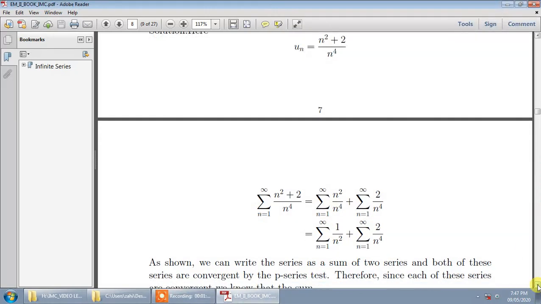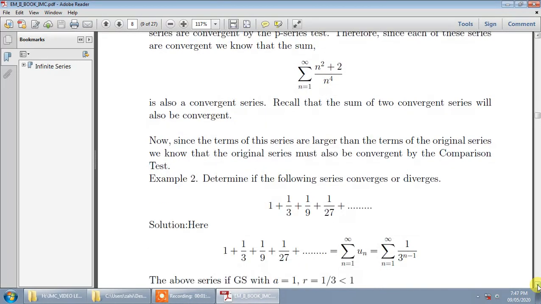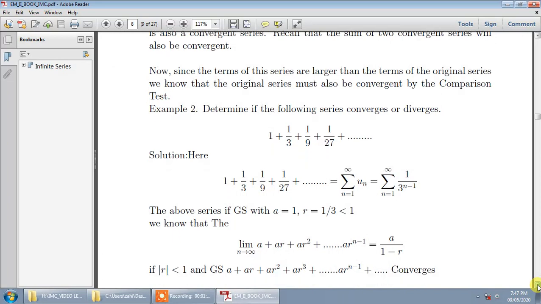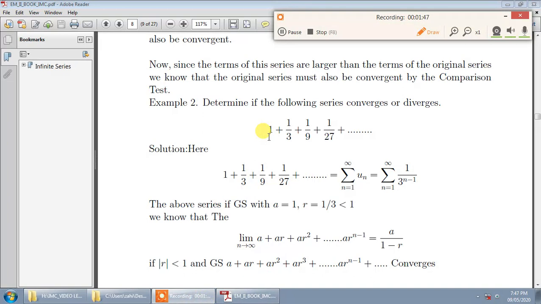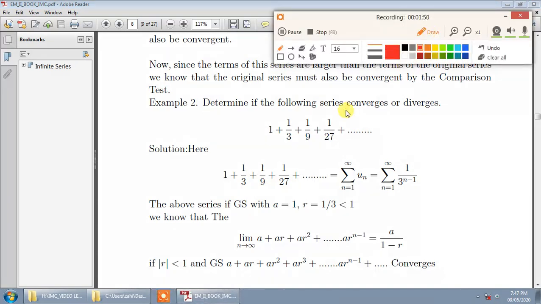Next, let us have one more problem regarding the convergence and divergence of this series. This is the series with the first term 1, but we can write it as 1 upon 3 raised to 0. Why am I writing 1 upon 3 raised to 0? Because we have 3 raised to 0, 3 raised to 1, 3 raised to 2, 3 raised to 3. So 1 upon 3 raised to 0 is the first term. The first term has power 0, the second term has power 1, the third term has power 2, and so on.